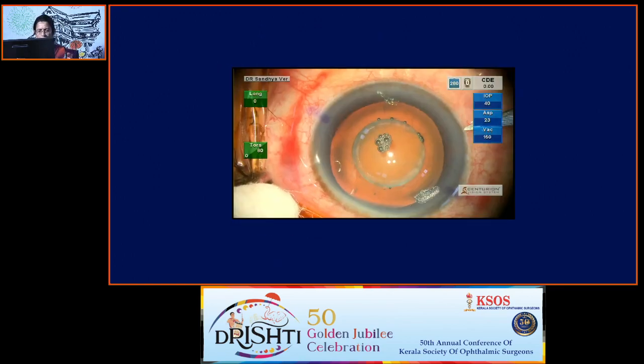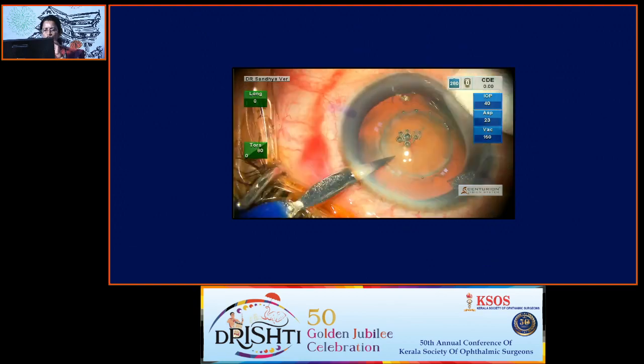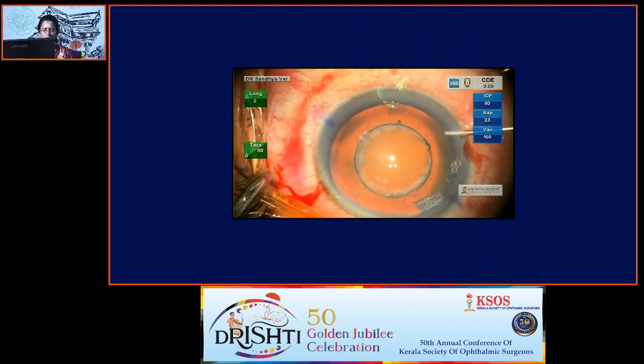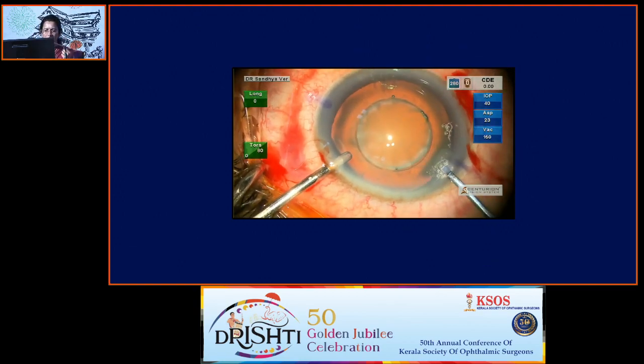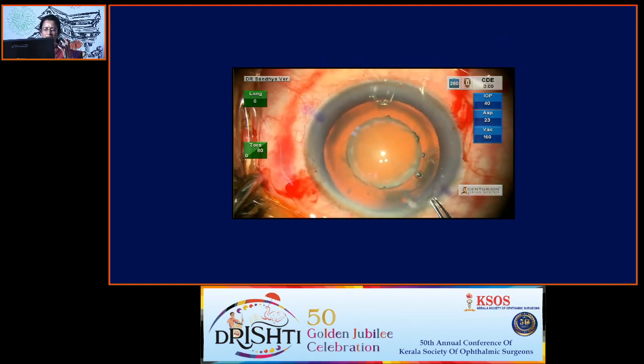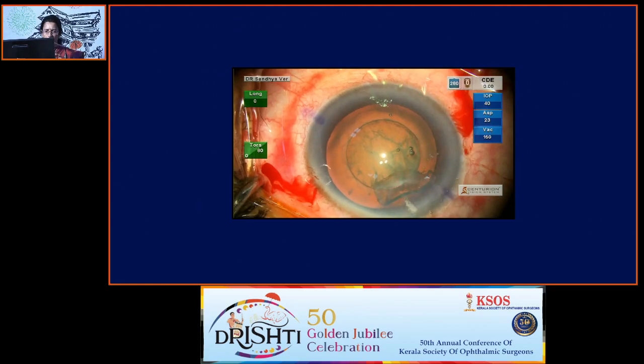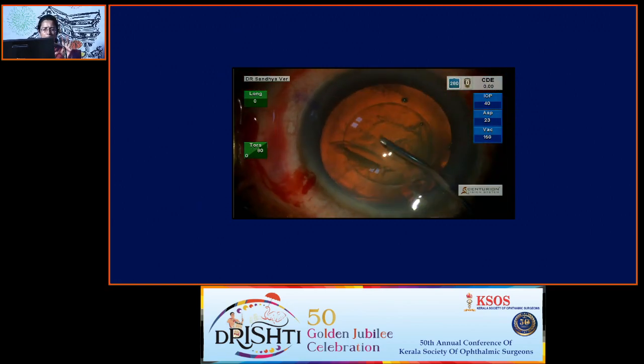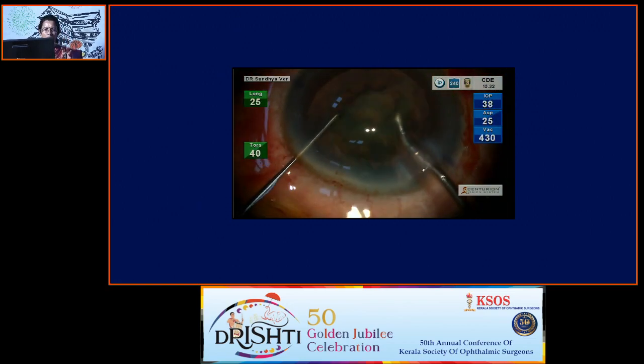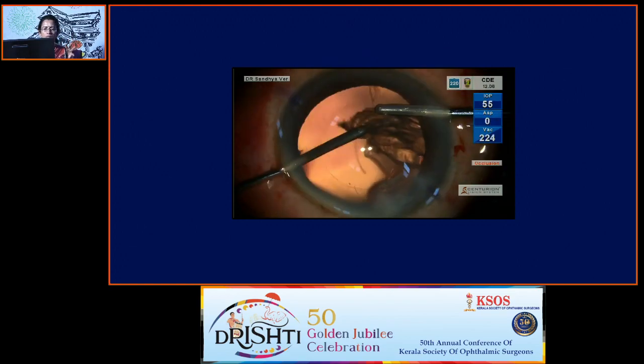Then here, the Verion image-guided system was used for alignment of the toric IOL. Verion captures images of the eye and notes down the details of the scleral and limbal vessels and the iris detail. Then it calculates the IOL power, makes a surgical plan, and creates an overlay which will be projected onto the cornea during surgery.